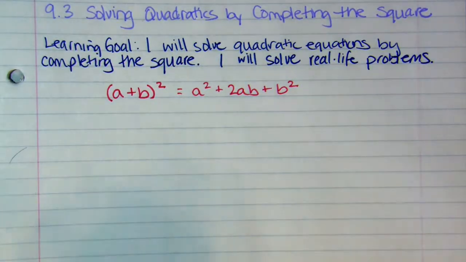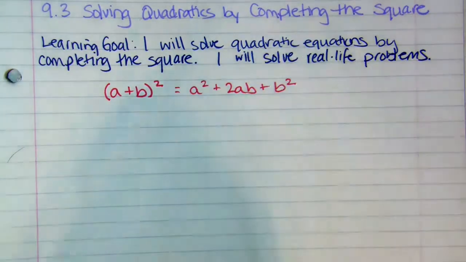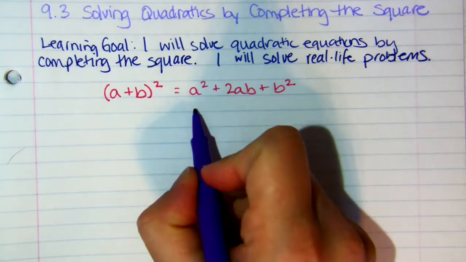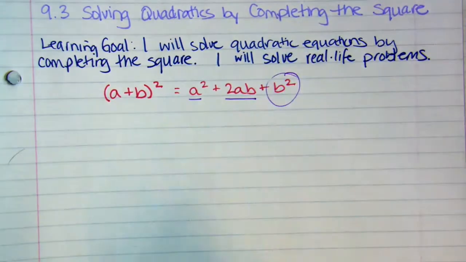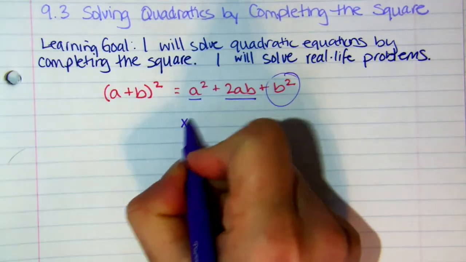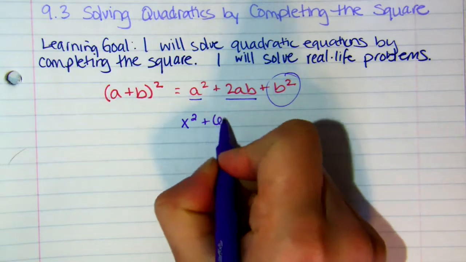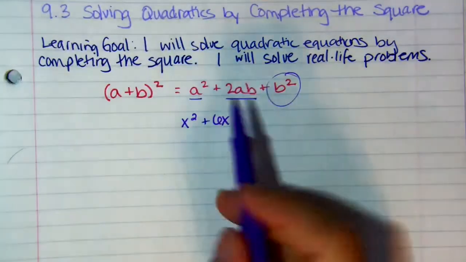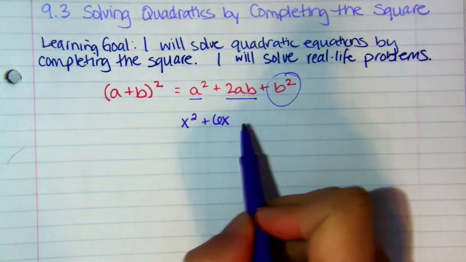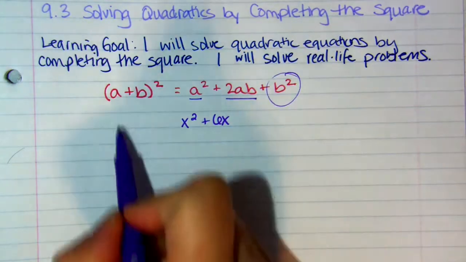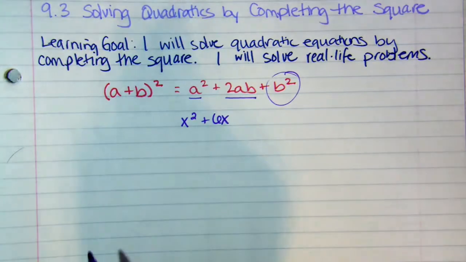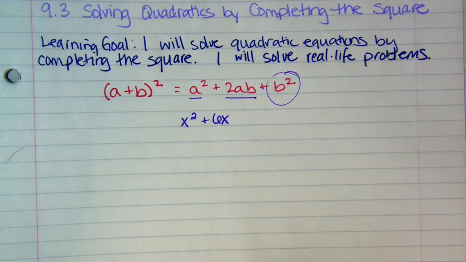So completing the square is where we're given the first two terms. So we have this term and this term, but we don't have that last term there. We need to figure out what that last term has to be so it will factor into a perfect square like this. So that's the idea behind completing the square, and that's what we're going to be learning today.